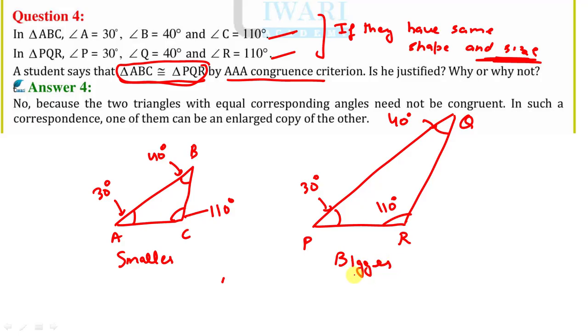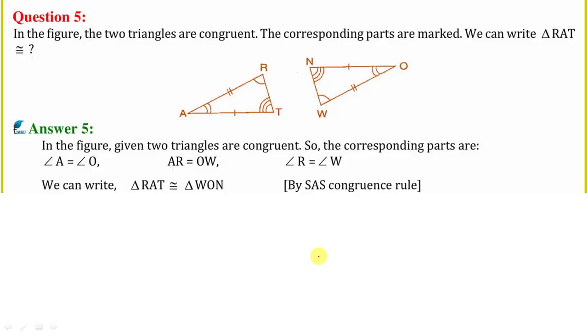So this is your smaller triangle, this is your bigger triangle. Two triangles with corresponding angles need not be congruent, because one of them can be an enlarged copy of the other. If one triangle is smaller, it is possible that the other triangle is bigger with the same angles, as shown in these diagrams. So these are not said to be congruent.